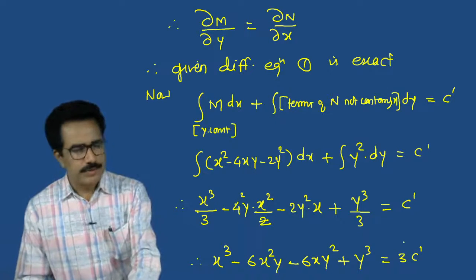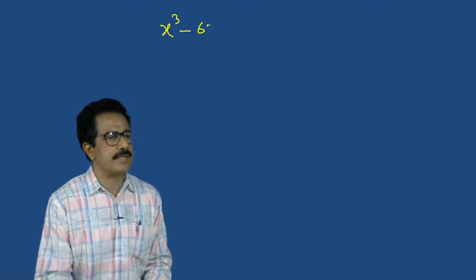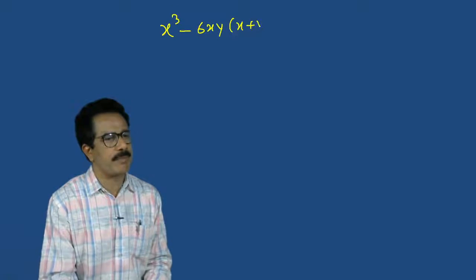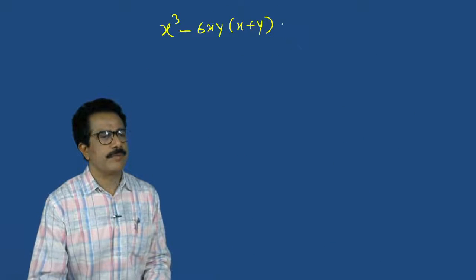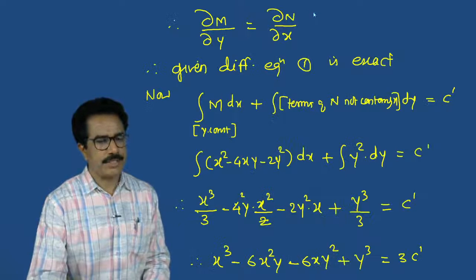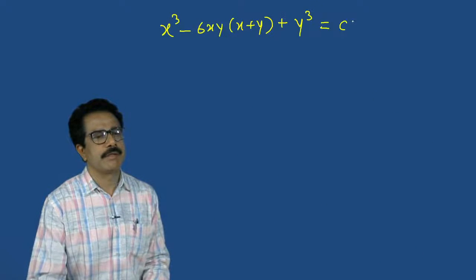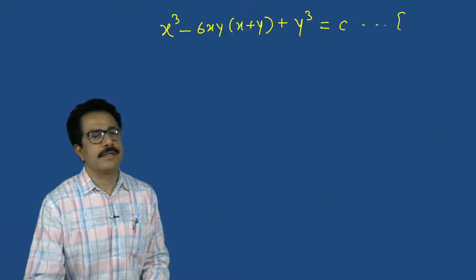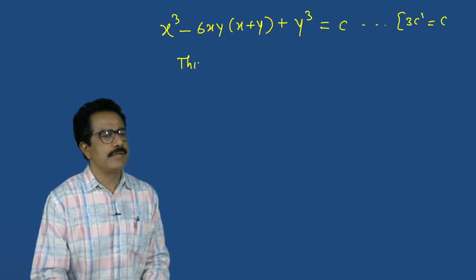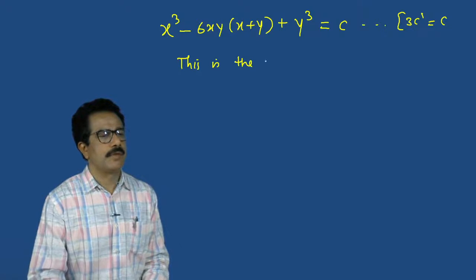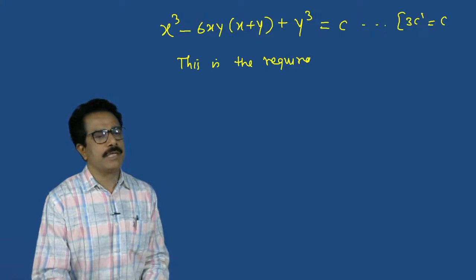ओके, सो इक्वेशन येईल पहा x cube minus 6xy, कॉमन काढा, x plus y, plus y cube which is equals to c, where 3c dash is equals to c, and this is the required solution.